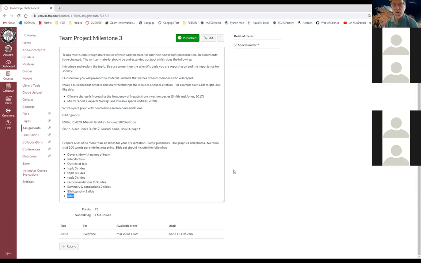So do try to summarize and synthesize everything, all of the different facts and trends that you've reported on, and then put them together in some conclusions, and then make some positive recommendations about how the problem for society might be mitigated through better science, better regulation, and so forth.